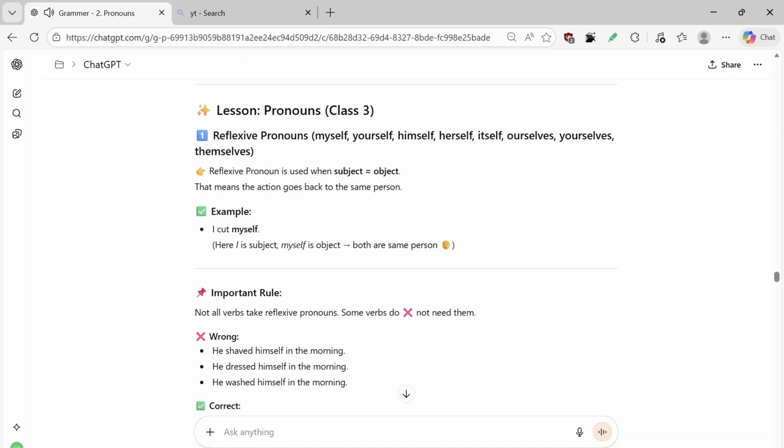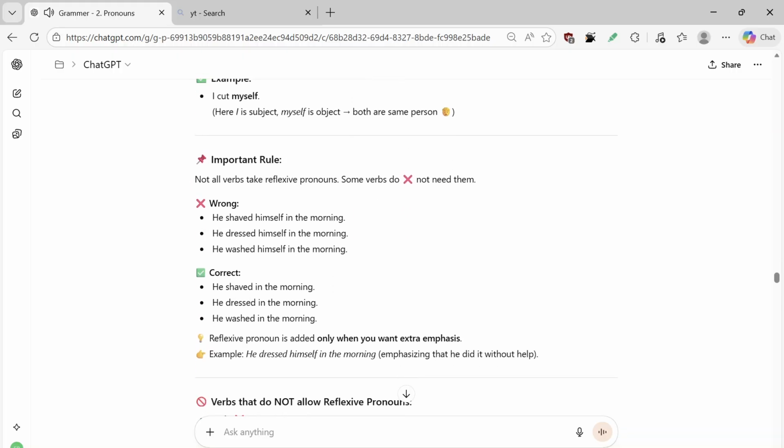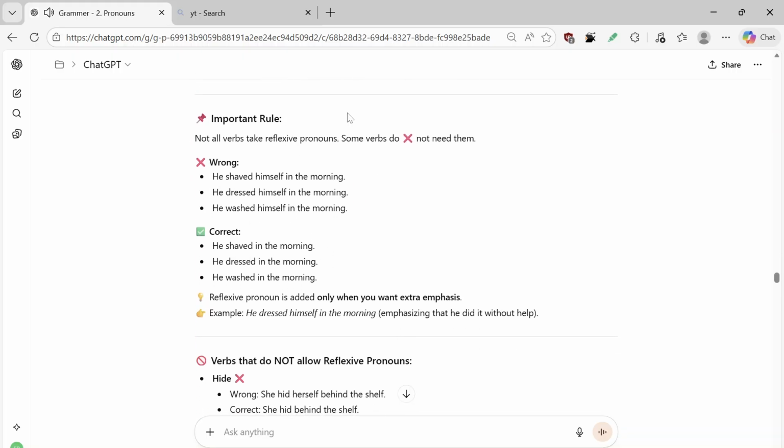Wrong. He shaved himself in the morning. He dressed himself in the morning. He washed himself in the morning. Correct. He shaved in the morning. He dressed in the morning. He washed in the morning. A reflexive pronoun is added only when you want extra emphasis. Example: he dressed himself in the morning, emphasizing that he did it without help.